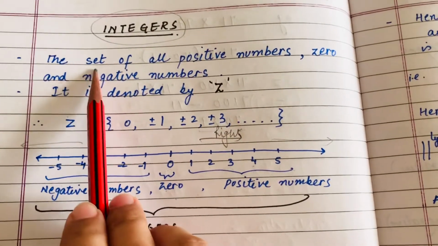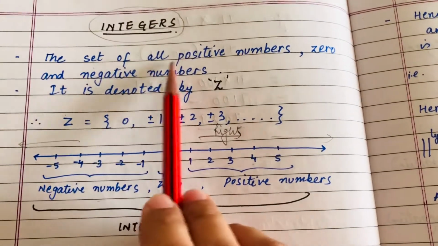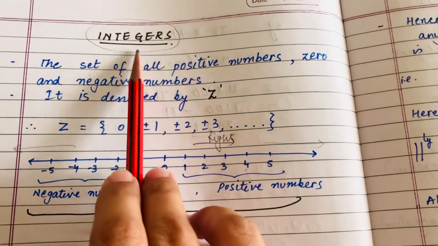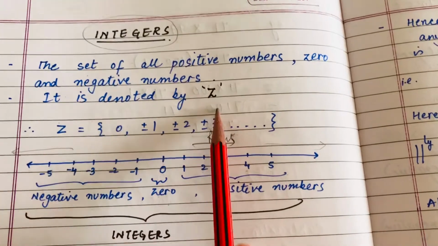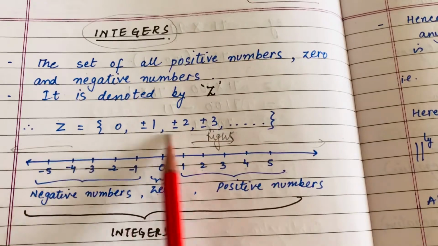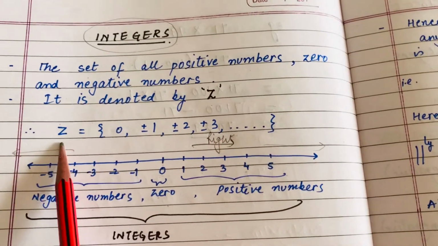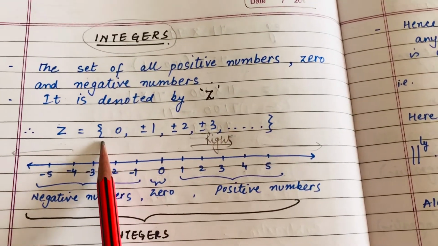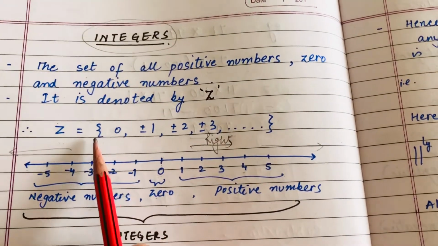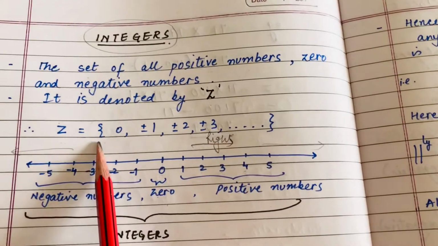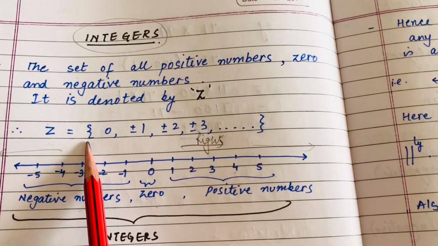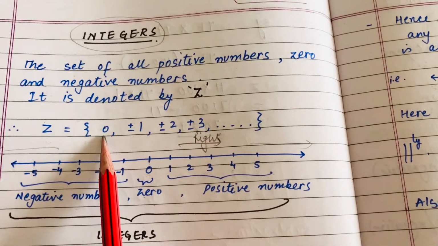So a set means a group of numbers. A set of all positive numbers, 0 and negative numbers are integers. The symbol for denoting integers is capital Z. This is how we write a set of integers. Z is equal to, we write a curly bracket because that's a group of integers, a set. This you will study in higher classes.